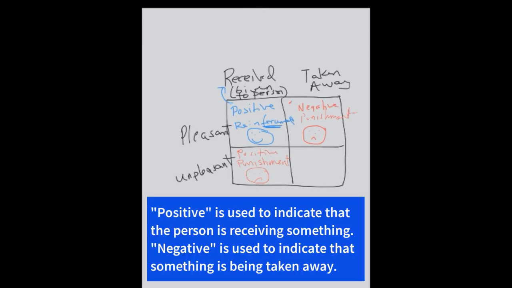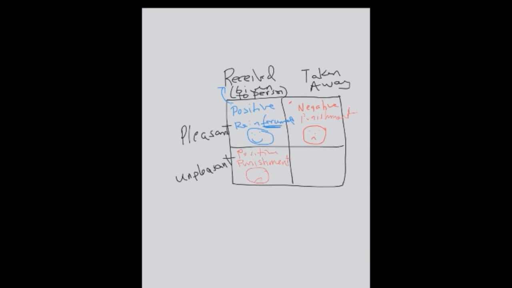I did not invent these terms. I'm so sorry for them. They're not the easiest to remember. So it's important to remember that positive in this case, or negative, doesn't tell us whether it's good or bad. It's just telling us whether something is being given, in which case we use the word positive, or something is being taken away, in which case we use the word negative. Now, on the bottom right box here, we have a situation where something unpleasant is taken away. And I don't know about you, but I like that.